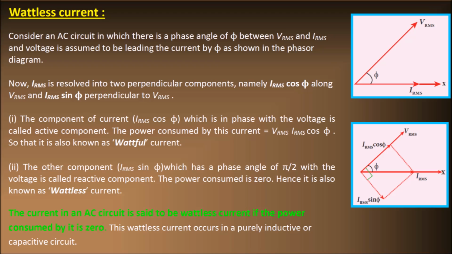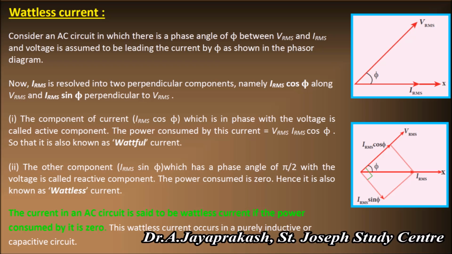wattful current. Now come to the second case, the other component Irms sin phi, which has a phase angle of pi by 2 with the voltage. See the diagram: how many degrees is this Irms sin phi inclined with the Vrms? 90 degrees, mentioned in green color. So 90 degrees, pi by 2. Since it is pi by 2 with the voltage, this component is called the reactive component. The power consumed is 0 because if you put 90 degrees in the cos phi term, it becomes 0. The entire right-hand side term becomes 0, that is, power will be 0. Hence it is also known as wattless current. So here also, this phi alone decides whether the current is wattless or wattful.